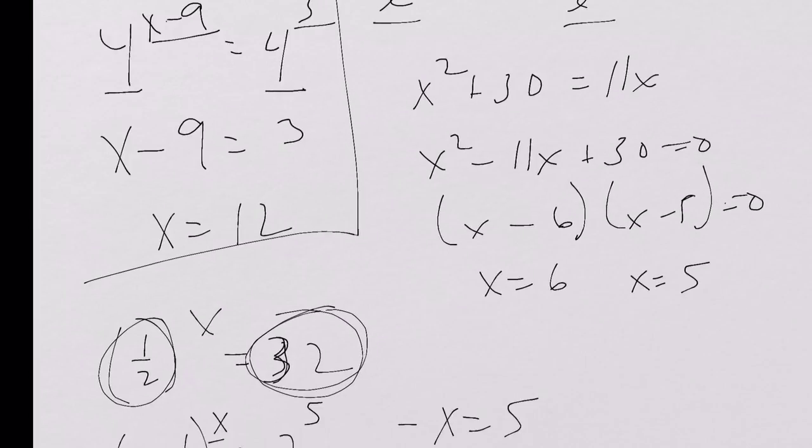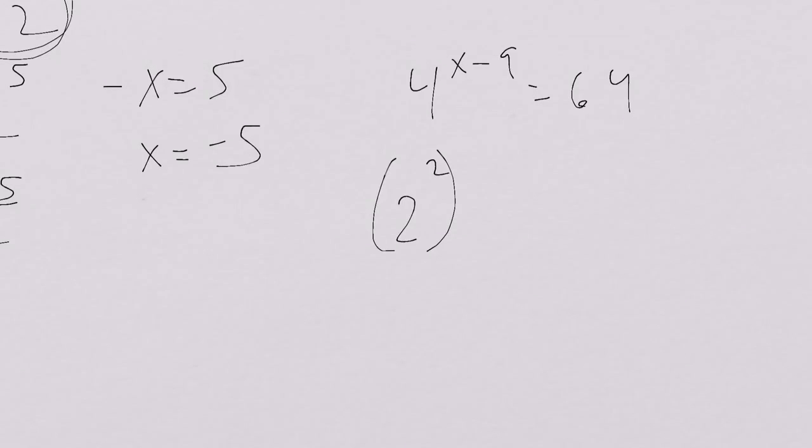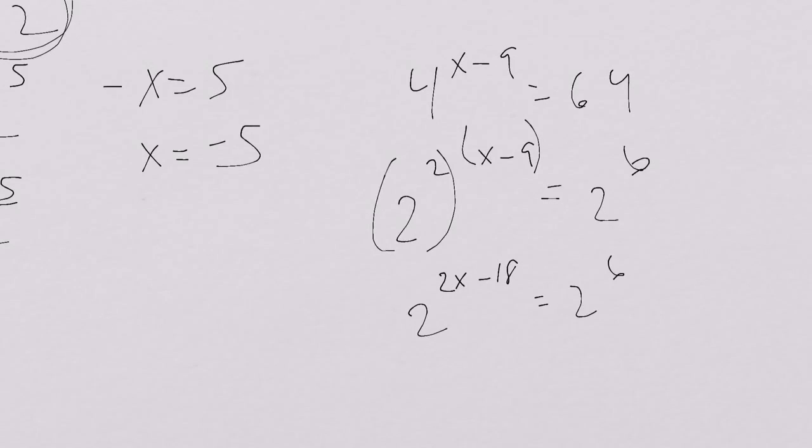4 to the x minus 9 equals 64. We could put this all in powers of 2, because 2 squared is 4, and then 2 to the 6th is 64. So that means I would have 2 to the 2x minus 18 equals 2 to the 6th, and now I'd set 2x minus 18 equal to 6, and we get that same answer of 12 if we solve that. So it's being able to manipulate your bases.